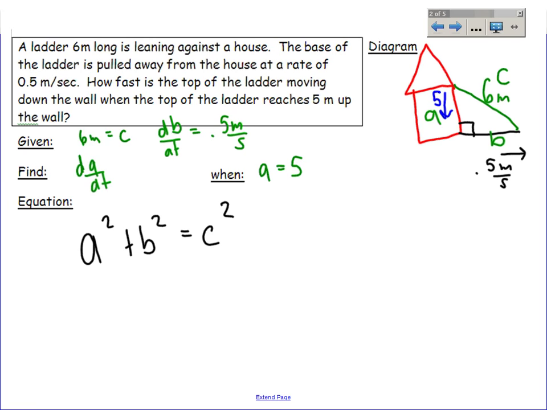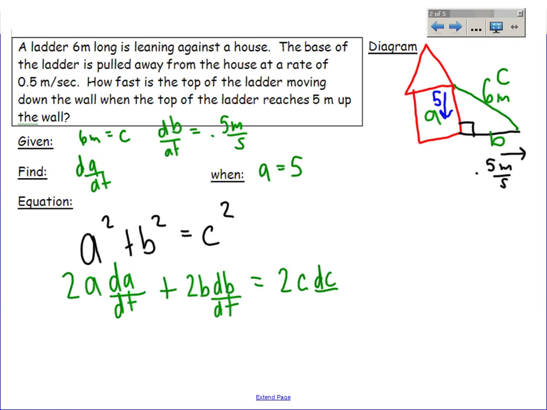Now, we have our formula, a squared plus b squared equals c squared. We're going to find the derivative of that, so it tells us our rates. So we are going to have 2a, and a is not time, so I'm going to have the change in a with respect to time, da over dt. We are going to add on to that 2b times dB over dt, the change in our base with respect to time, equals 2c dc over dt. Pretty much any variable you have, you're going to have a d and then the variable over dt.